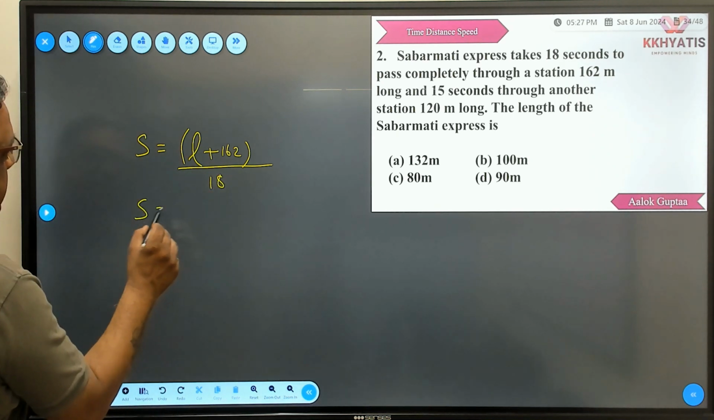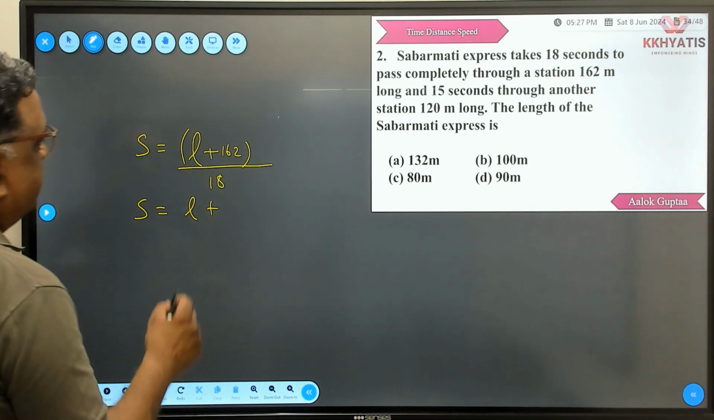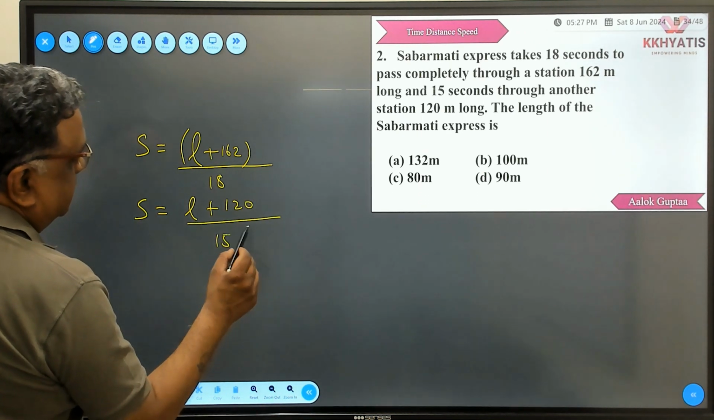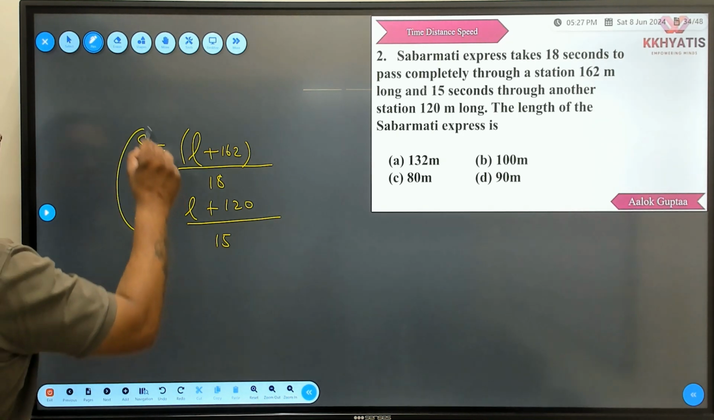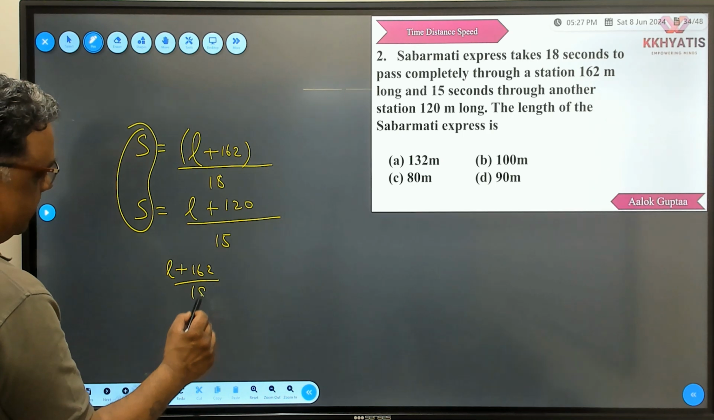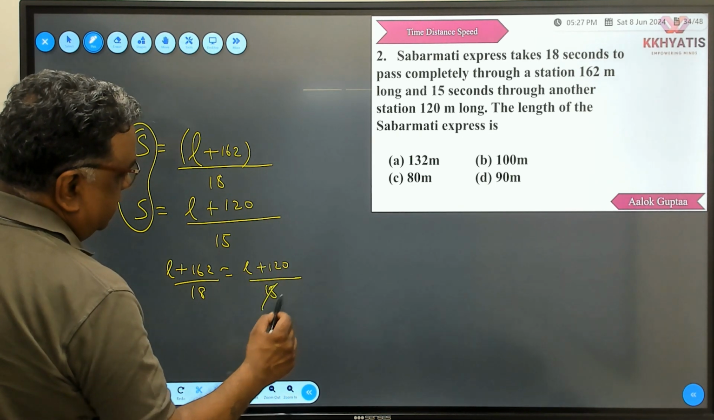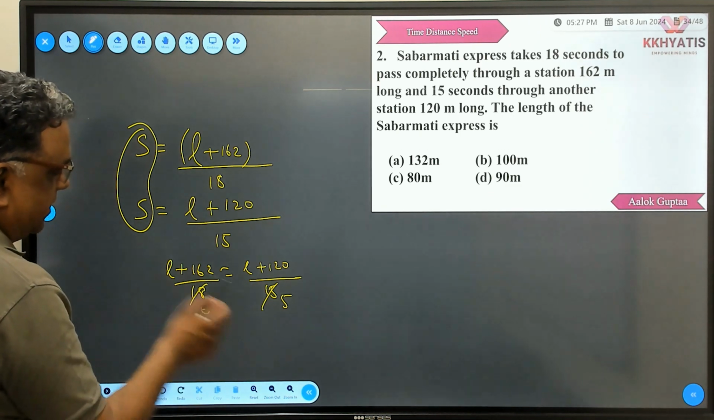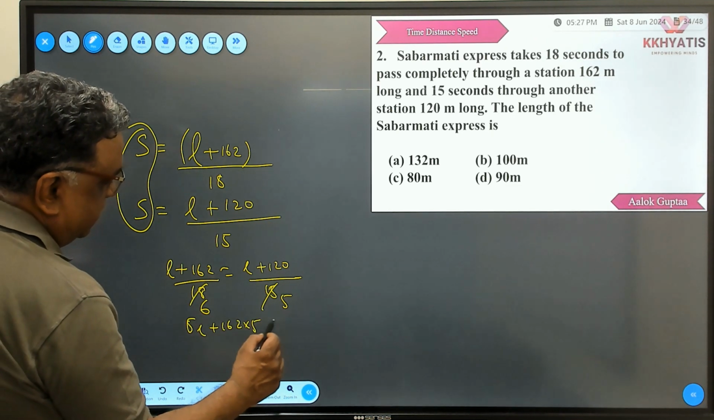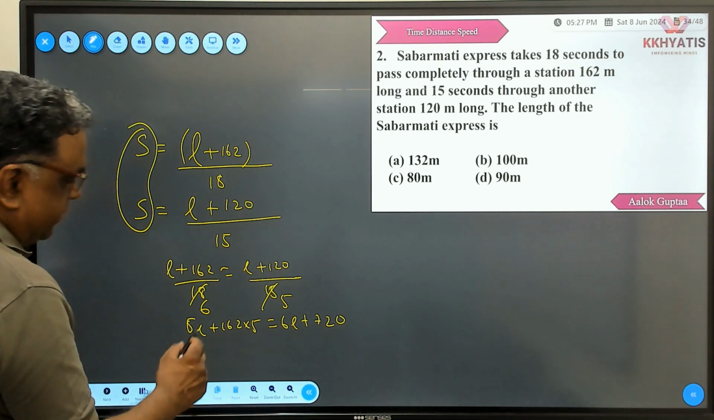And in the second case, the length of the Sabarmati Express does not change, but the length of the platform is changing, and time is 15 seconds. So in both the cases, the speed is same, which means (L plus 162) upon 18 equals (L plus 120) upon 15. This goes by 5, this goes by 6, so 5L plus 162 into 5 is 6L plus 720.